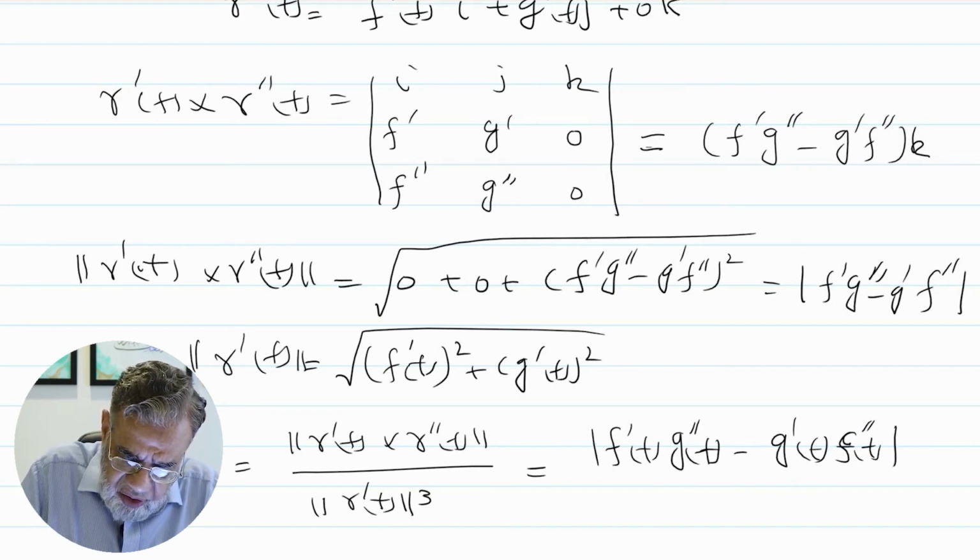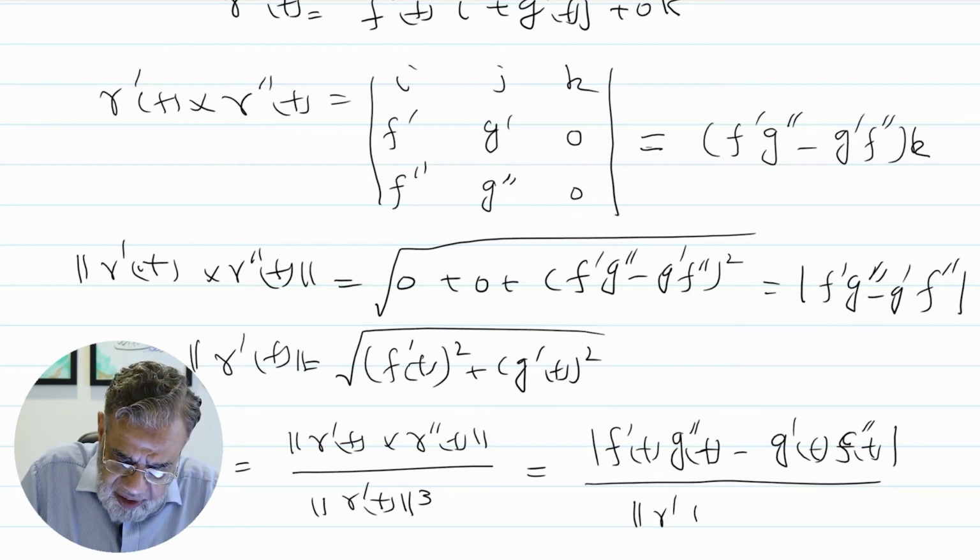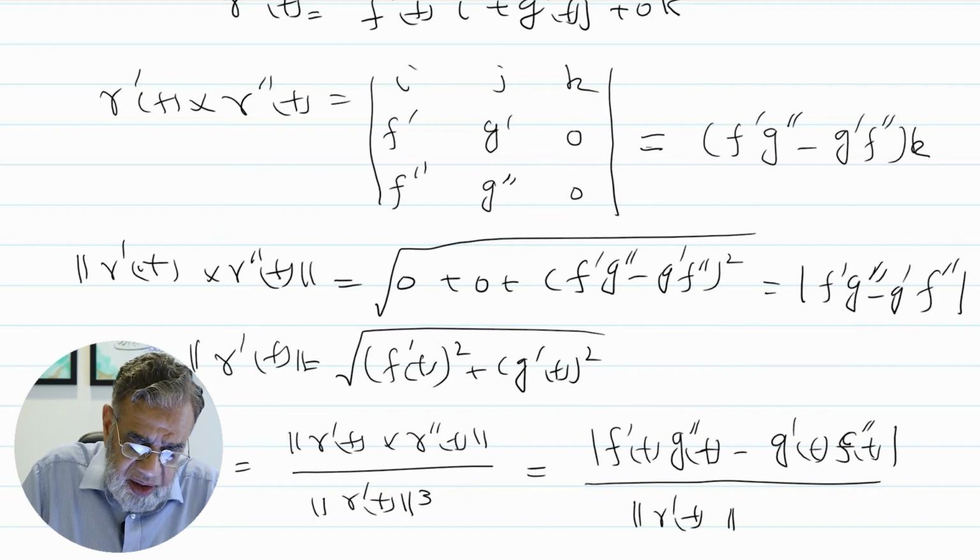We take the magnitude of this one, this magnitude, and this here is r dash of t to the power 3, and then we have here the root of this one. So this becomes 3 by 2. So this is my result for finding curvature.